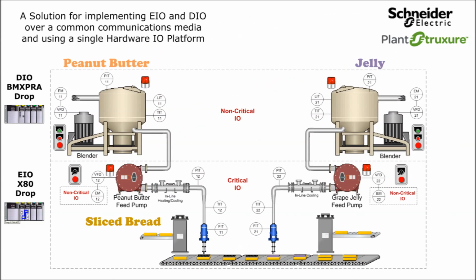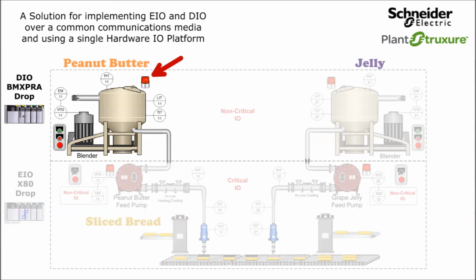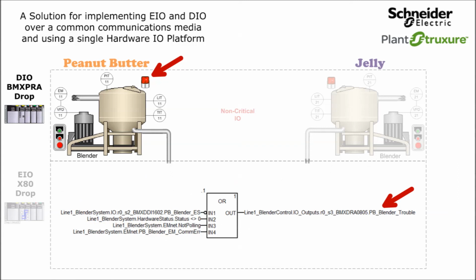In the peanut butter and jelly sandwich assembly line, consider what might cause the peanut butter blender trouble beacon to illuminate. It could be the peanut butter blender emergency stop button, any hardware error in the DIO drop, disabling of the polling for the energy meters, or maybe a COM error with the blender energy meter.